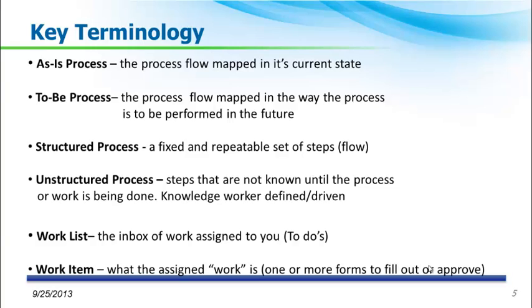A work list is an inbox of work assigned to you, like your to-do list. So just like an email inbox has messages that are coming to you, a work list is just an electronic list of those things that are assigned to you. And a work item then is one individual one of those items in your work list. Maybe you're assigned to review a document, or to approve an expense report, or to input a case. These would be work items.